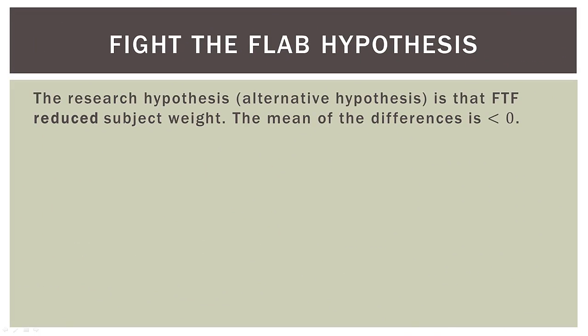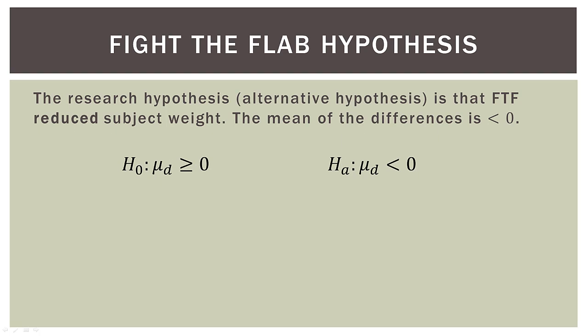So what is our hypothesis? Remember, the research hypothesis, the alternative hypothesis, is that the Fight the FLAB diet reduces our subject's weight. That is, that the mean of the differences is less than 0. Now notice that is a research hypothesis, therefore it is our alternative hypothesis. Therefore the null hypothesis has to be the opposite of that. So our hypotheses look like this.